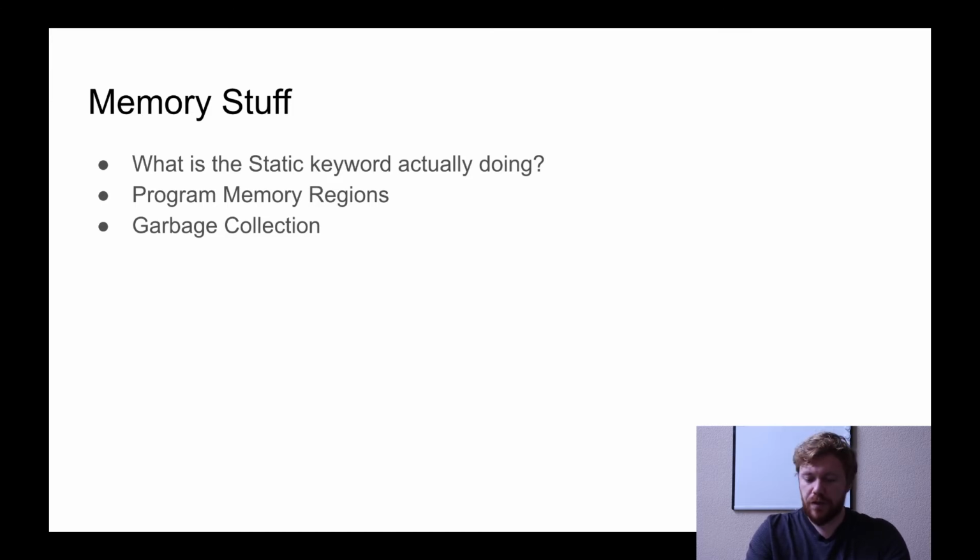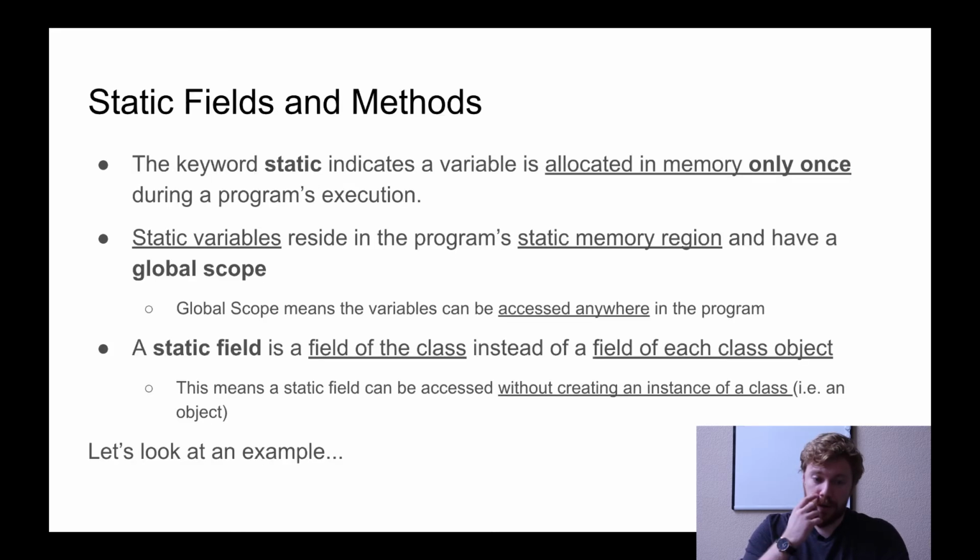Okay, so we'll go ahead and get started with static variables and what the static keyword is actually doing. The keyword static indicates a variable is allocated in memory only once during a program's execution. We'll talk about how that might affect your code, or for example, how different objects all reference the same static variable, and what that looks like in a second here. Static variables reside in the program's static memory region and have a global scope.